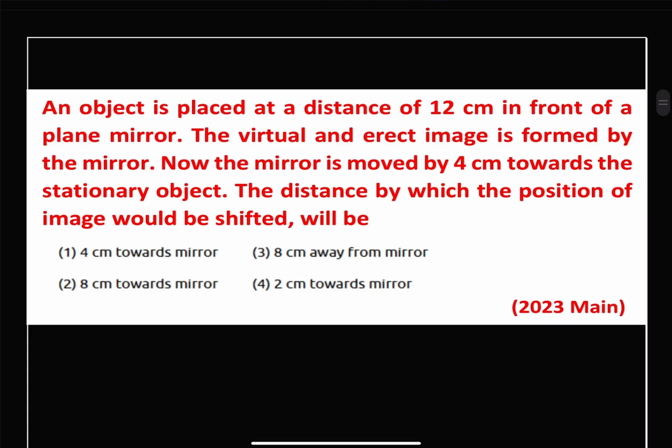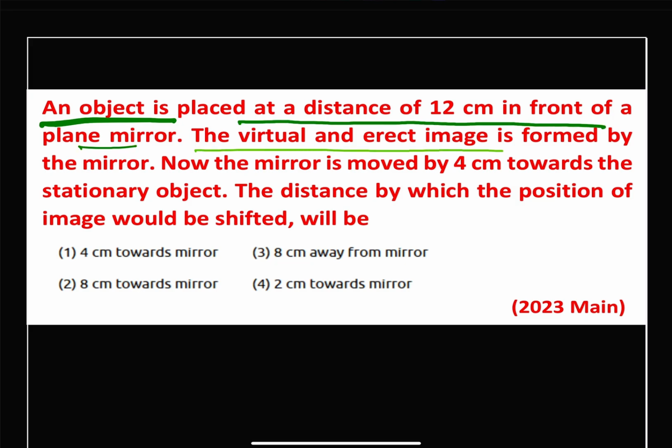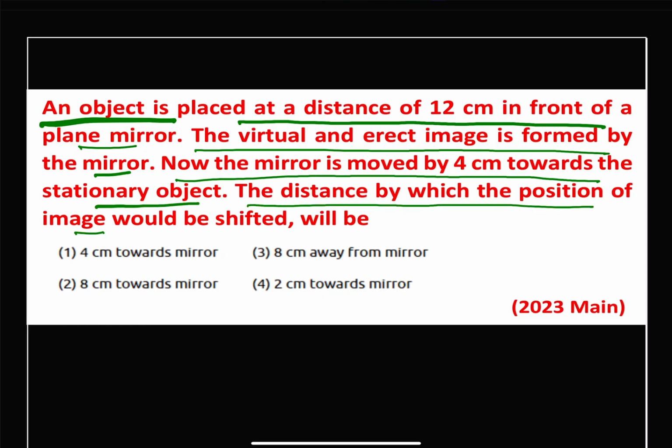It states that an object is placed at a distance of 12 cm in front of a plane mirror. The virtual and erect image is formed by the mirror. Now the mirror is moved by 4 cm towards the stationary object. The distance by which the position of the image would be shifted will be. So we are given that we have a plane mirror, okay, and the object is placed 12 cm in front of the plane mirror.